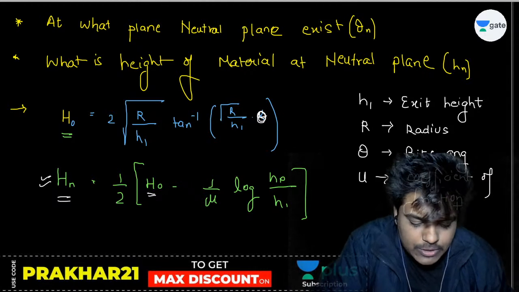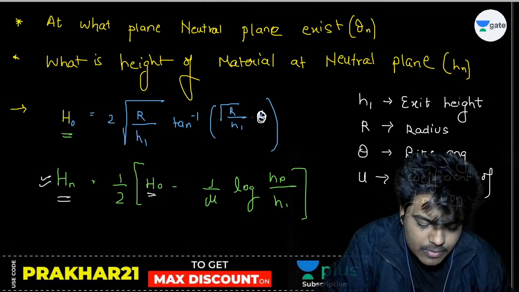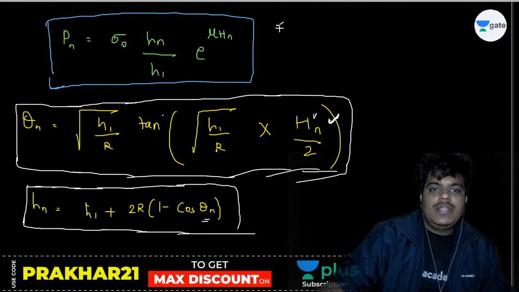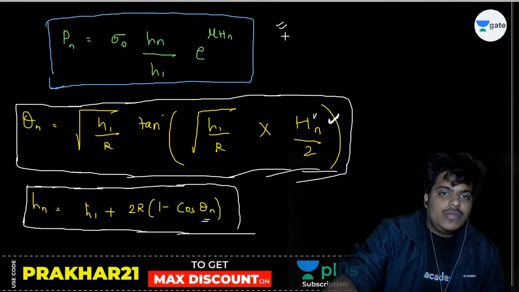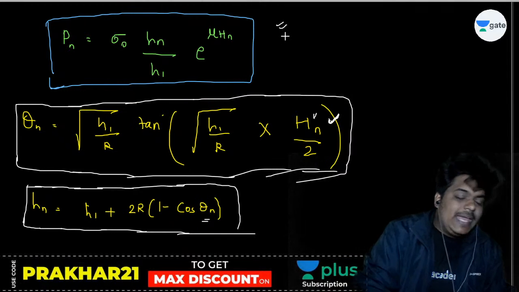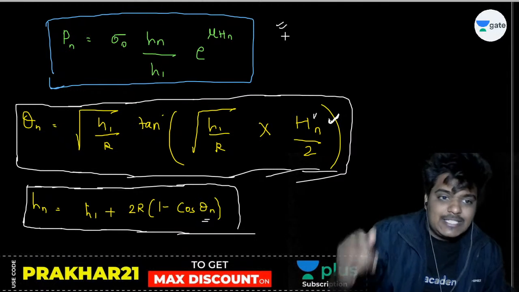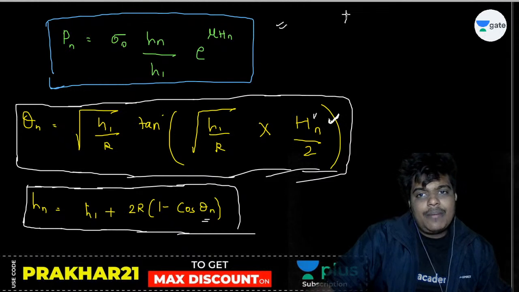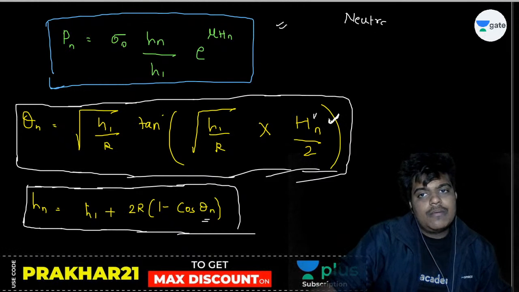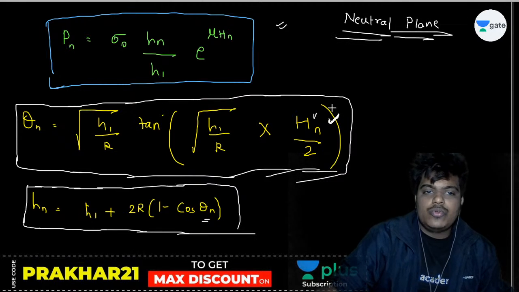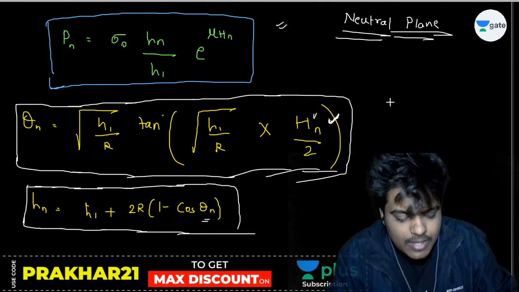I will give one question, and it will cover all the things. Quickly note it down, guys. Usually we miss these formulas. Pn is nothing but the pressure at the neutral plane, the pressure that is acting at the neutral plane. So everything about the neutral plane is written here. If somebody asks you at what angle the neutral plane exists, you know these things, theta and everything. Is it clear?